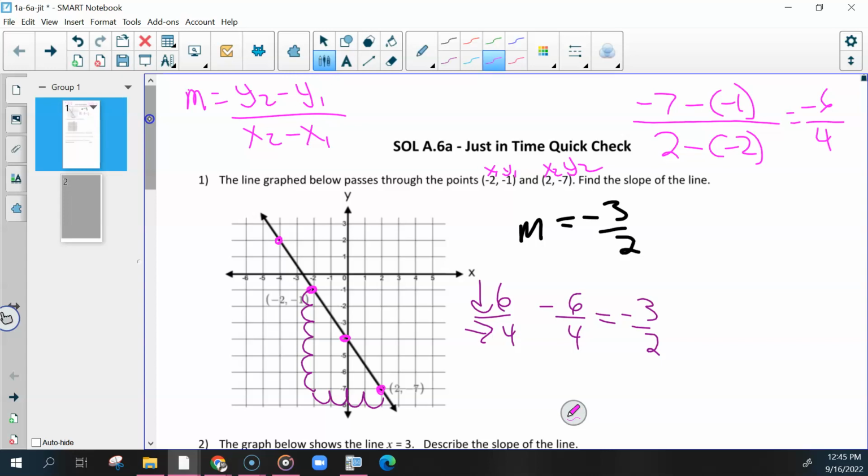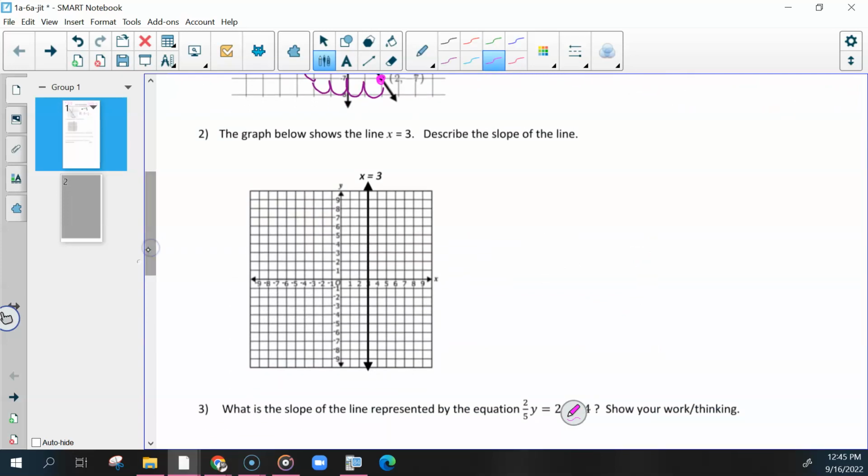For number two, what was the slope for that one? Undefined. Undefined, yes. Actually spelling it out, either or. And then, if we had to describe it, we could say there's a vertical change, not a horizontal change. It's a vertical line that's describing the line of the slope. Really just what I said. Any questions on those two?